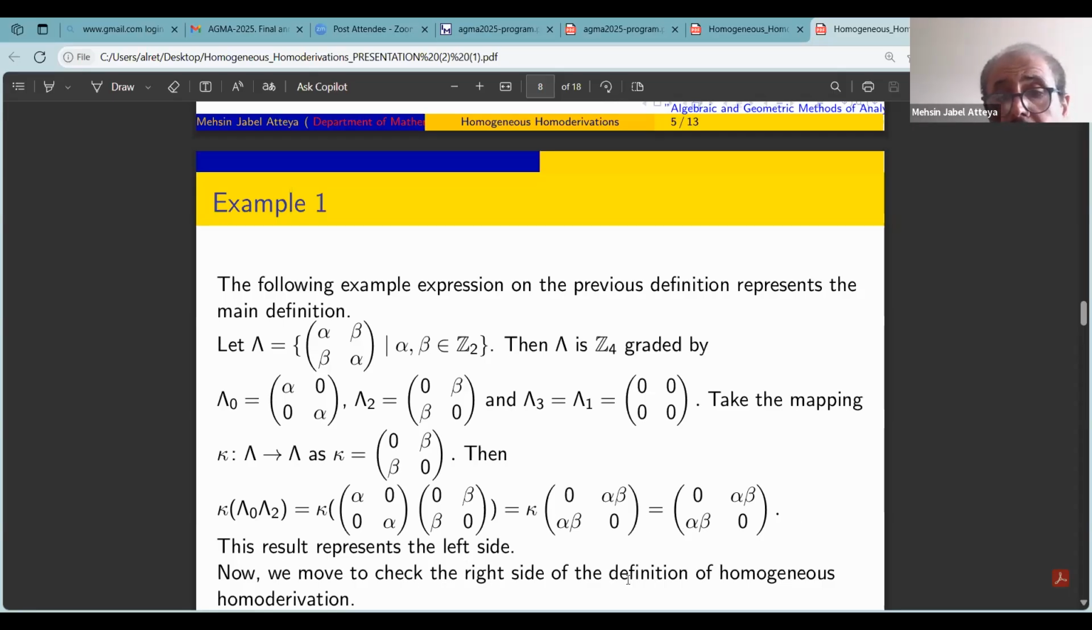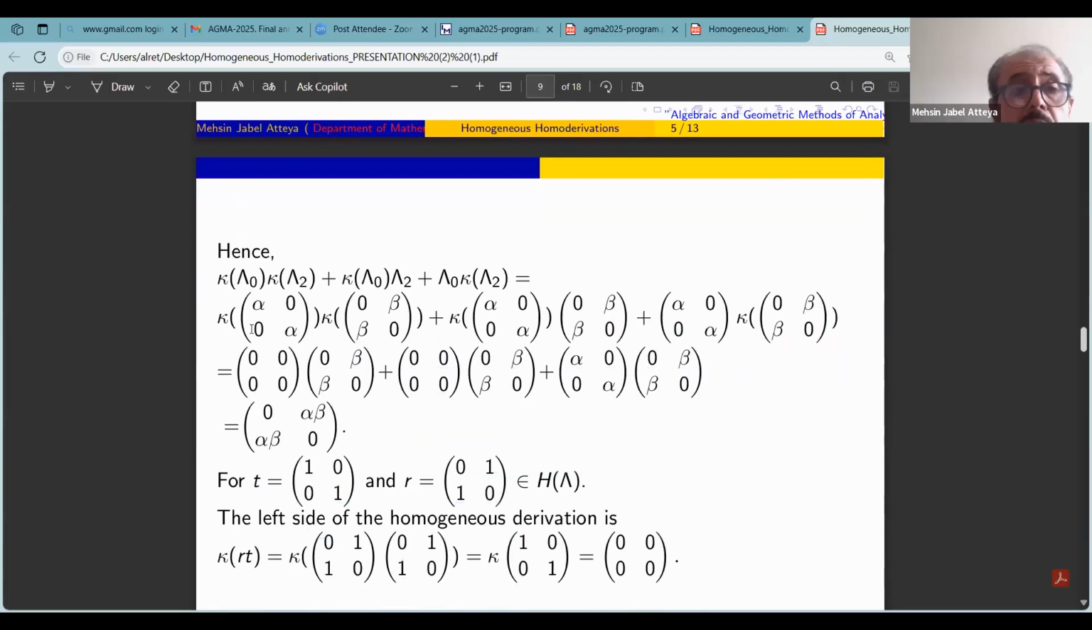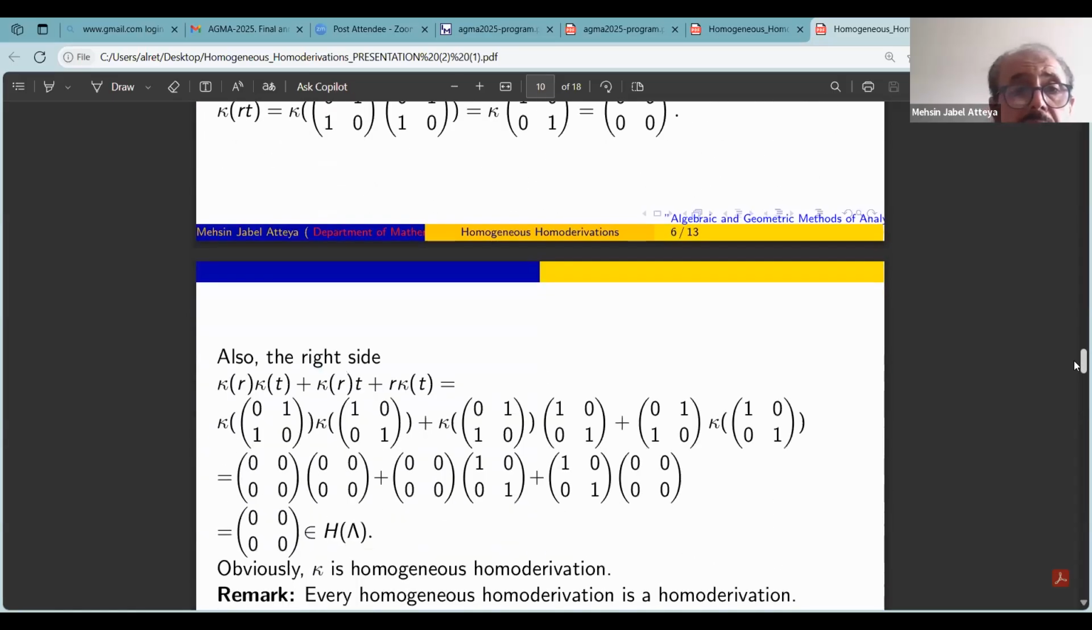This result represents the left side of the previous definition. Now we move to check the right side of the definition of homoderivation. After we substitute each one of the elements and use the definition of kappa, we will have this matrix, which equals the previous matrix. That means homoderivation. Now we will complete checking homogeneity. Take a 2 by 2 matrix in this way, and r. The left side of the homogeneous condition equals 0, 0. Also the right side after substitution equals 0, 0. Obviously kappa is a homogeneous homoderivation.